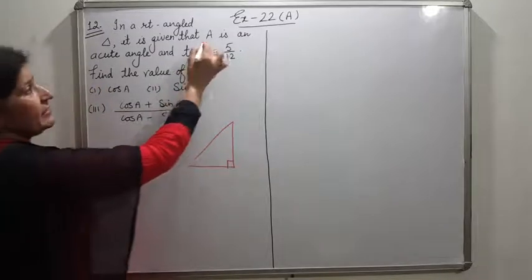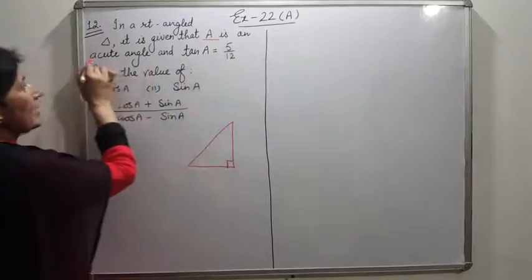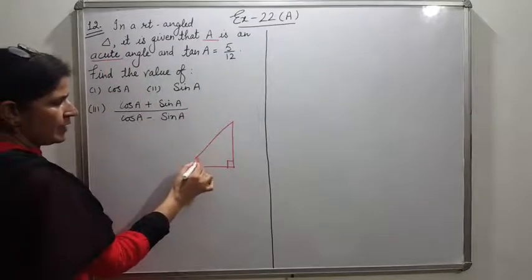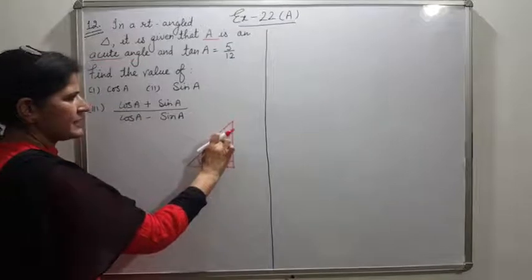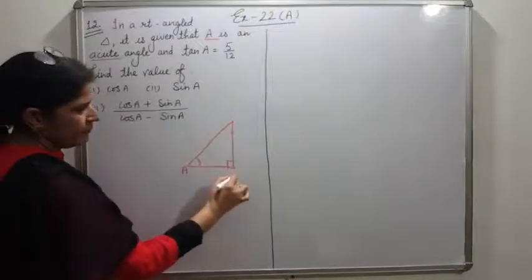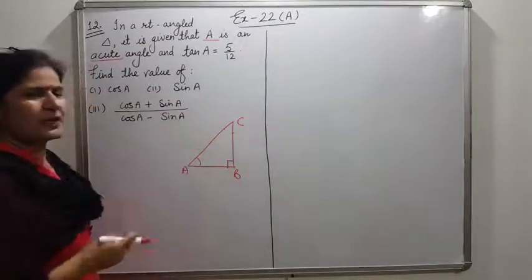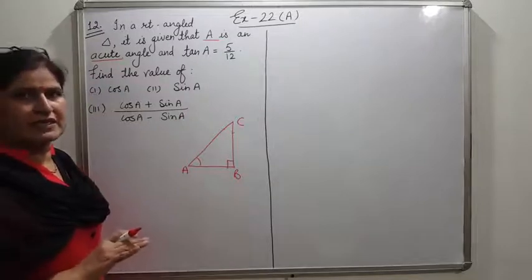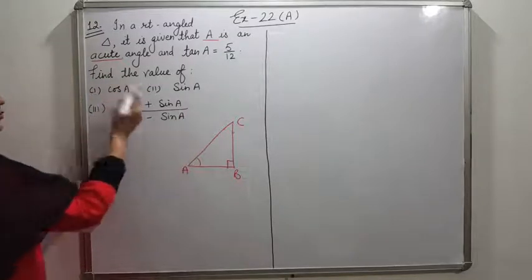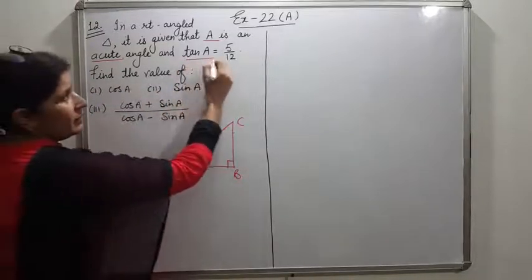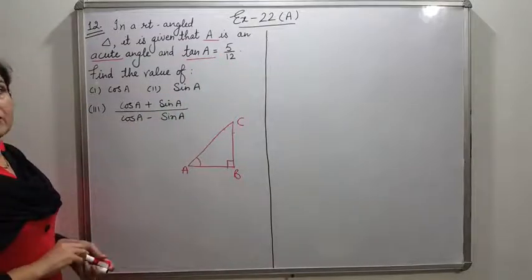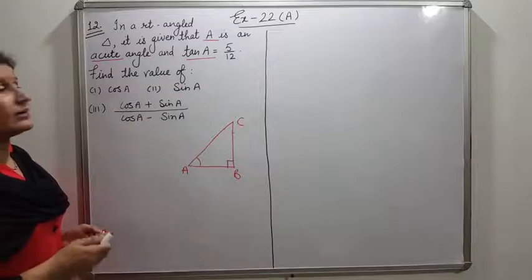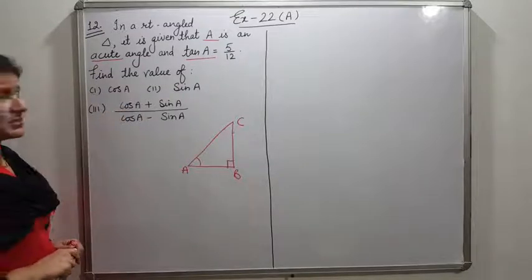And what is said? A is an acute angle. So you can take A as any of these. So we will take this one base angle as A, B, C. You can name the other two angles anything, that is up to you. Now what is given? The value of tangent A is given as 5/12. Using this value you have to calculate the value of the other three parts.